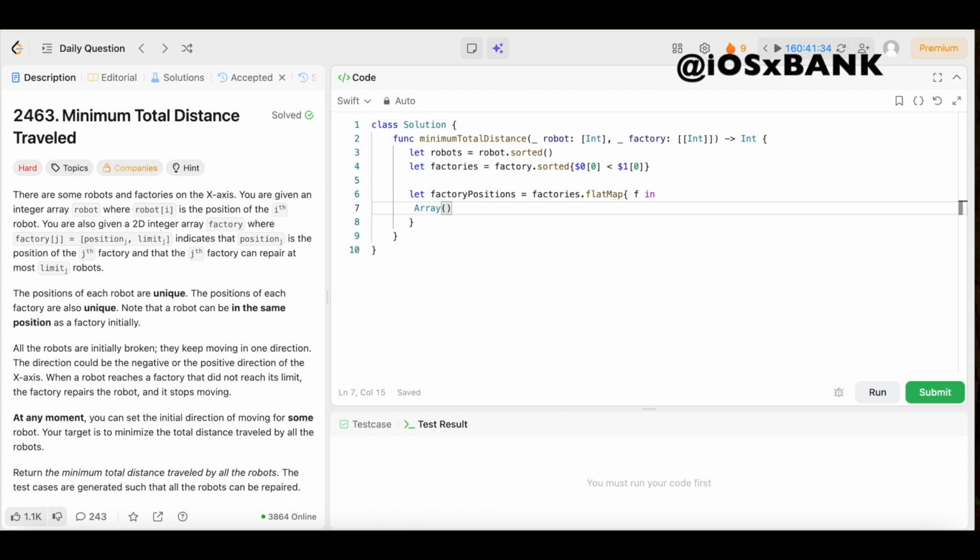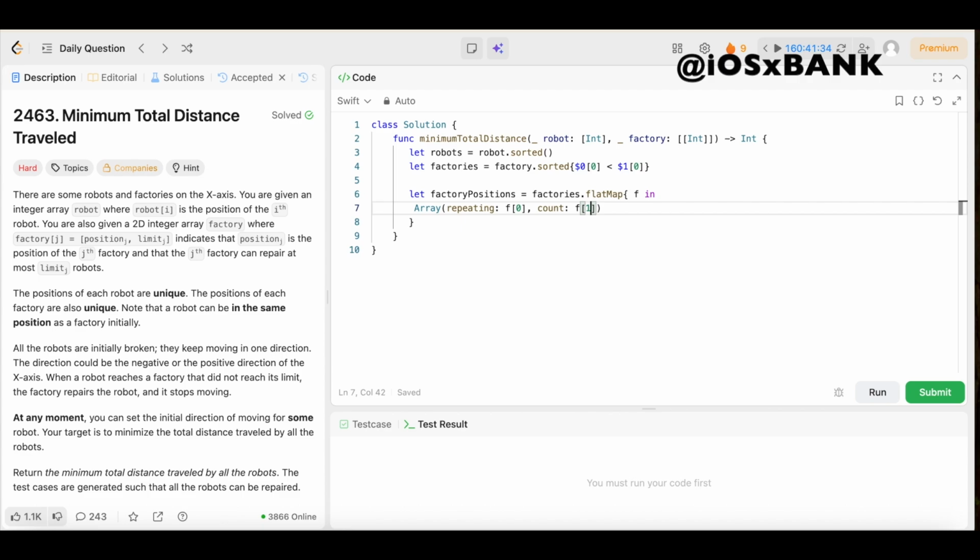Array, open up the parentheses, it's going to be repeating, colon, F, square bracket 0, come outside of that, comma, count, colon, F, square bracket 1. Boom, now we're going to use a memoization dictionary to cache the results of subproblems.